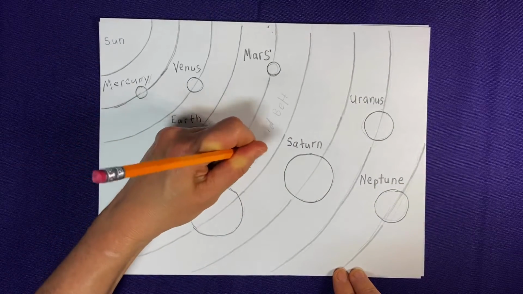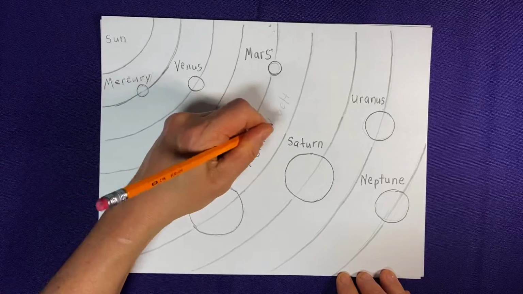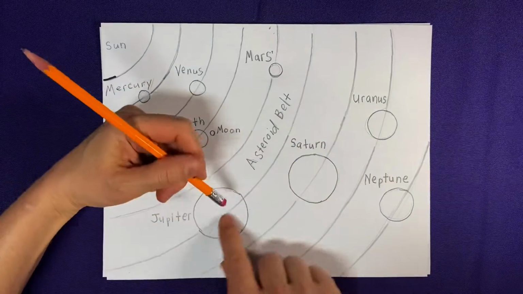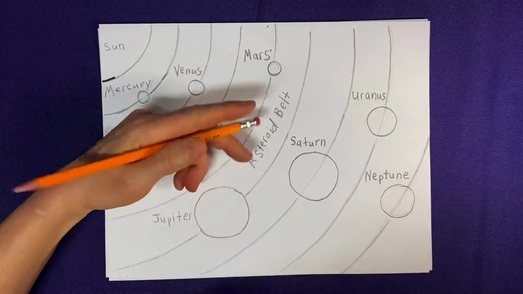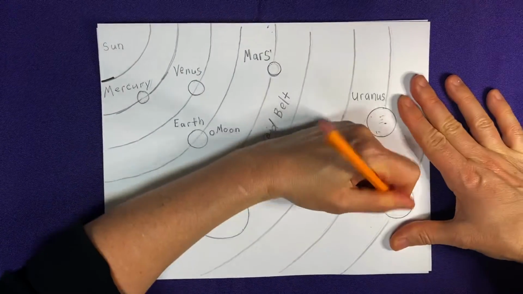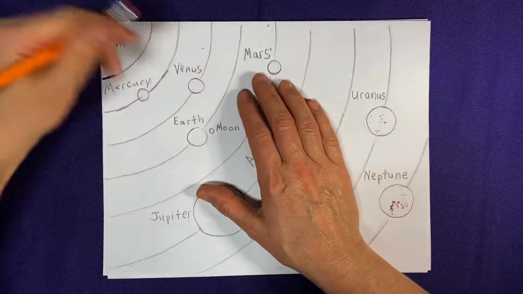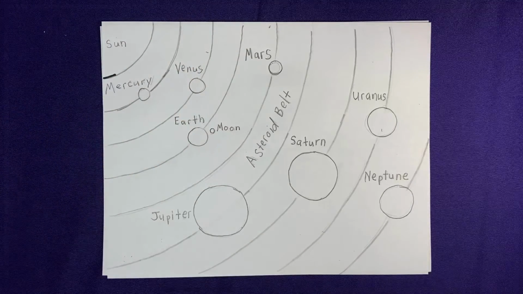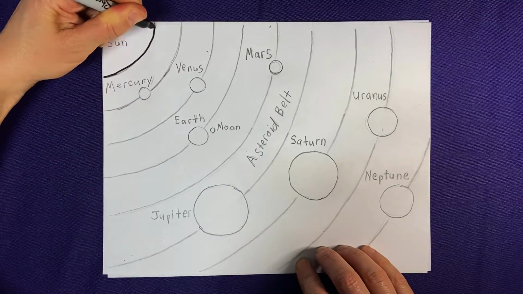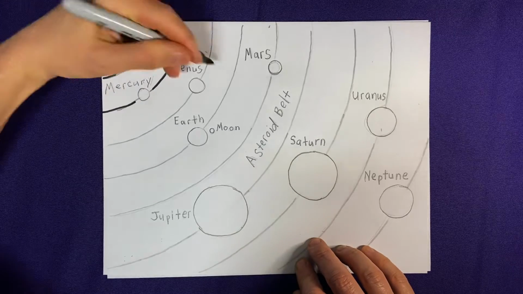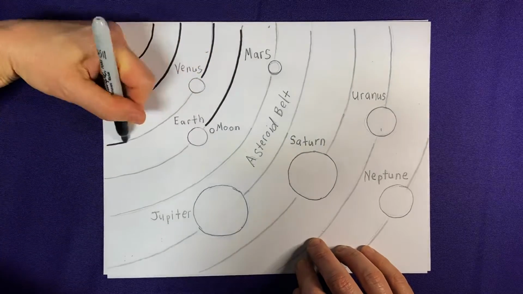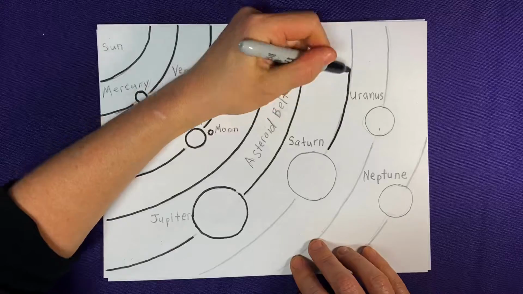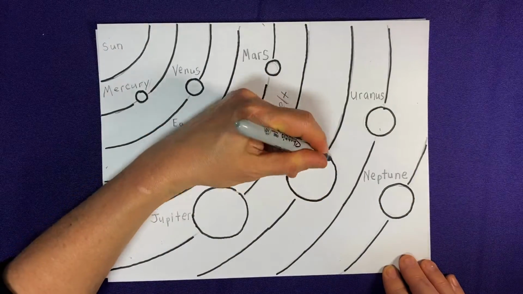Next, we're going to add our asteroid belt. The asteroid belt is located between Mars and Jupiter. I'm going to go back and erase the extra lines, the lines that are inside my planets. We won't need those lines anymore. Next, I'm going to trace everything with a black marker, or you can use a black crayon or a black pen. Trace all the orbit lines. Trace all the planets. And trace all the words.